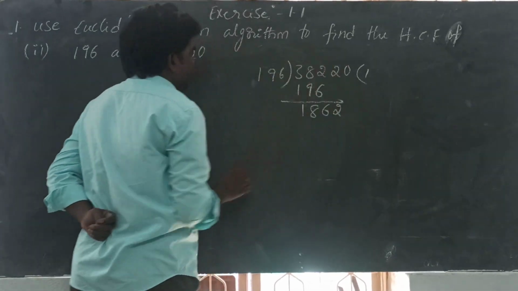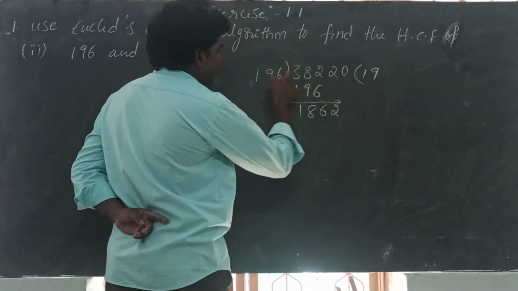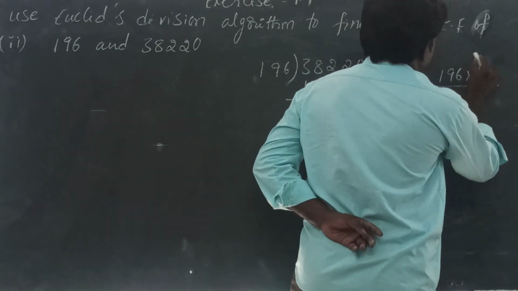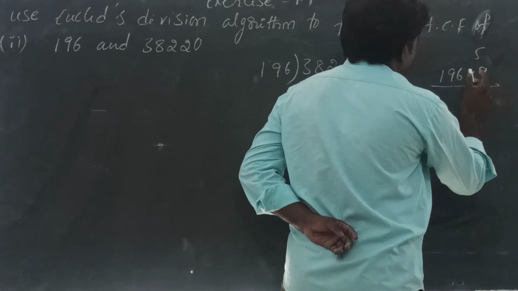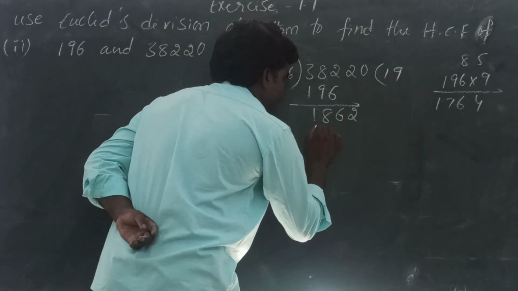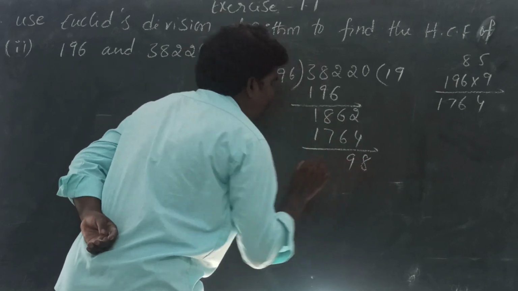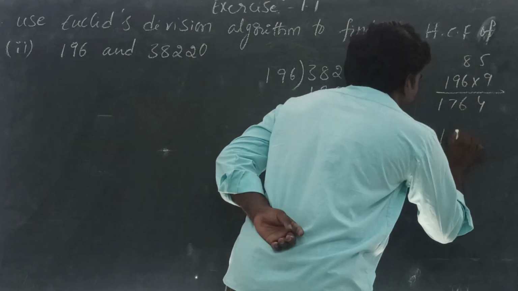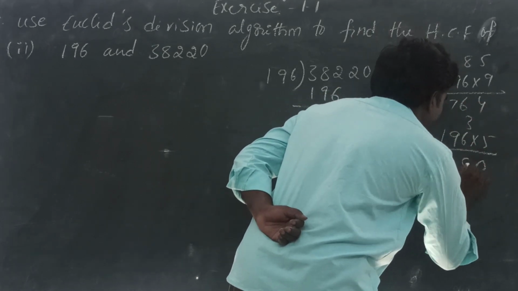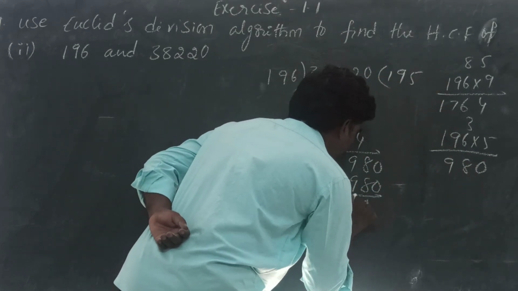Okay, 2. Again 196 into 9. 9 sixes are 54. 9 nines are 81, plus 5 is 86. 9 ones are 9, plus 8 is 17. So 1764. Okay, next 196 into 5, and the remainder is 0. So the quotient is 195.